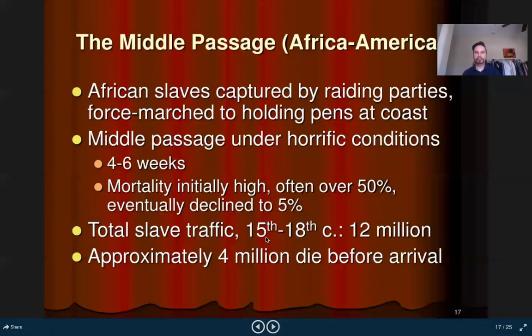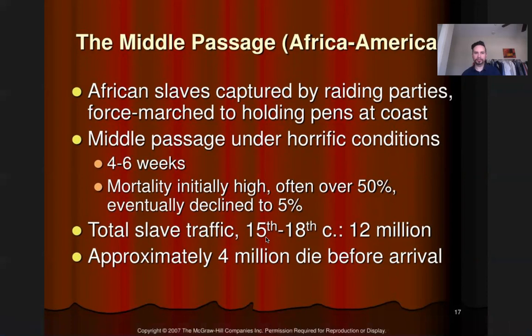So you have this middle passage, and the African slaves were captured by raiding parties and were forced to march to holding pens on the coast. Usually Africans were being employed, or maybe they were working for themselves, to capture slaves so that they could bring them to the Portuguese and get some goods in exchange. The middle passage took about 4 to 6 weeks.